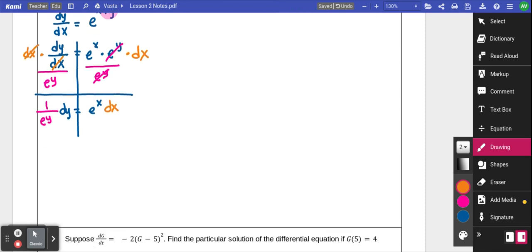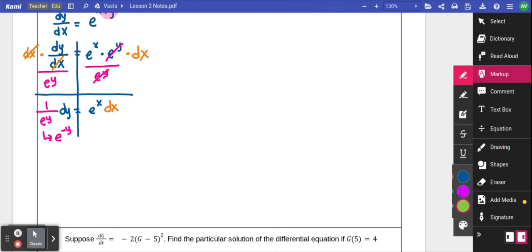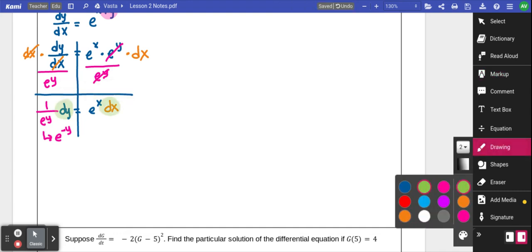Now, before I do the antiderivative here, I always like to rewrite this as e to the negative y. The reason I like to do that is it helps me to see the powers a little bit better and helps me strategize how I'm going to do the antiderivative. Now, as a reminder, dy and dx mean that this is the derivative equation. So to undo the derivative, we need to do the antiderivative, which means we're really integrating on both sides.